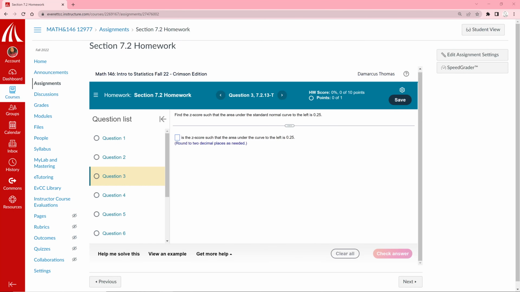This time it came in on section 7.2. There's a question about problem number 3 through 10. So let's just look at number 3. It says find the z-score such that the area under the standard normal curve to the left is 0.25. So that's as basic as it can get.